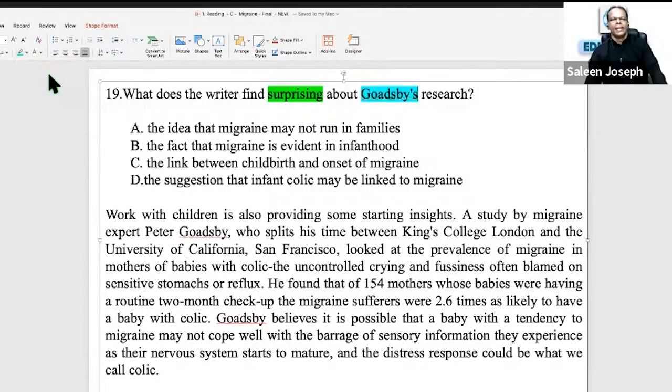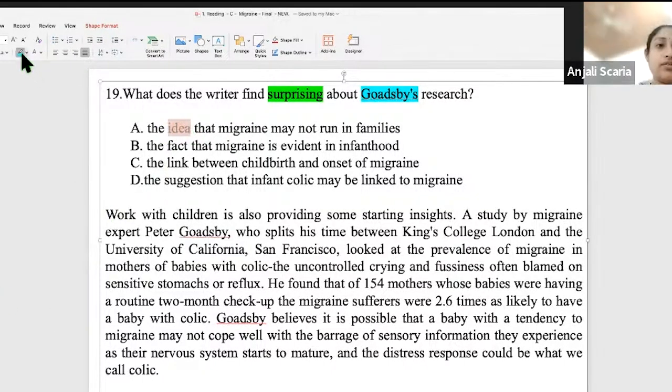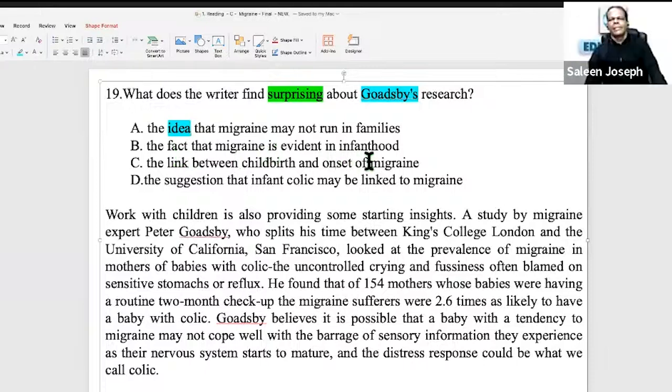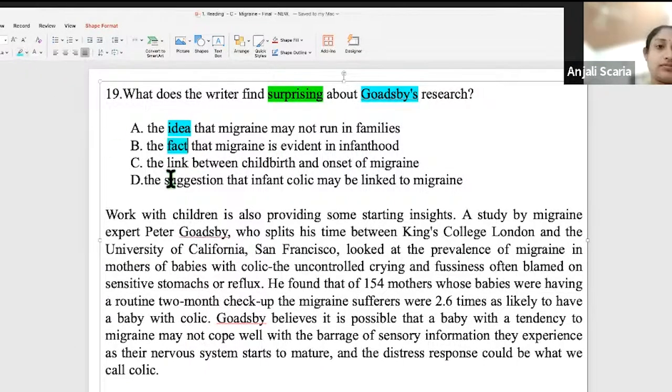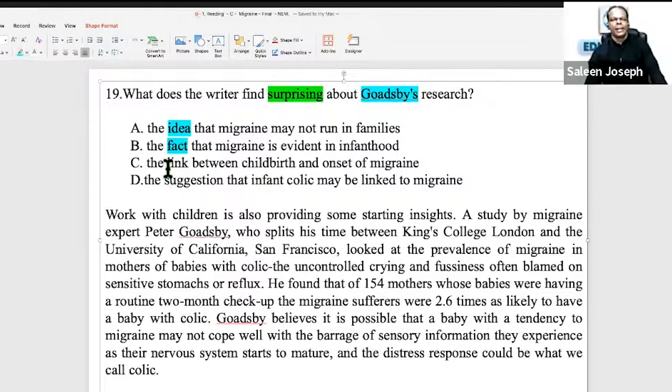First, option A: the idea that migraine may not run in families. Idea. The fact that migraine is evident in infanthood. Fact. The link between childbirth and migraine. Link.